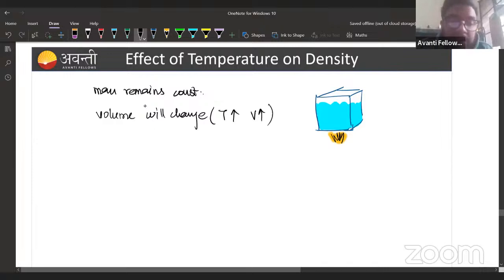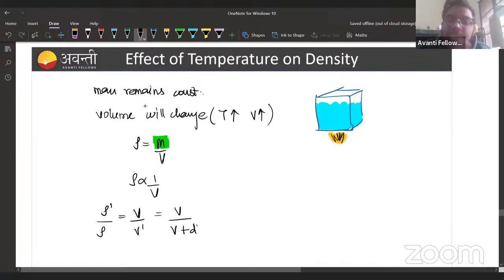And we know density rho is equal to mass by volume. Since mass is constant, can I say density is inversely proportional to volume, right? Okay, so the changed density, let's say rho dash, upon original density will be equal to original volume upon changed volume. Yes or no? What can I say? The changed volume will be equal to original volume plus a slight increase in volume dV, right?